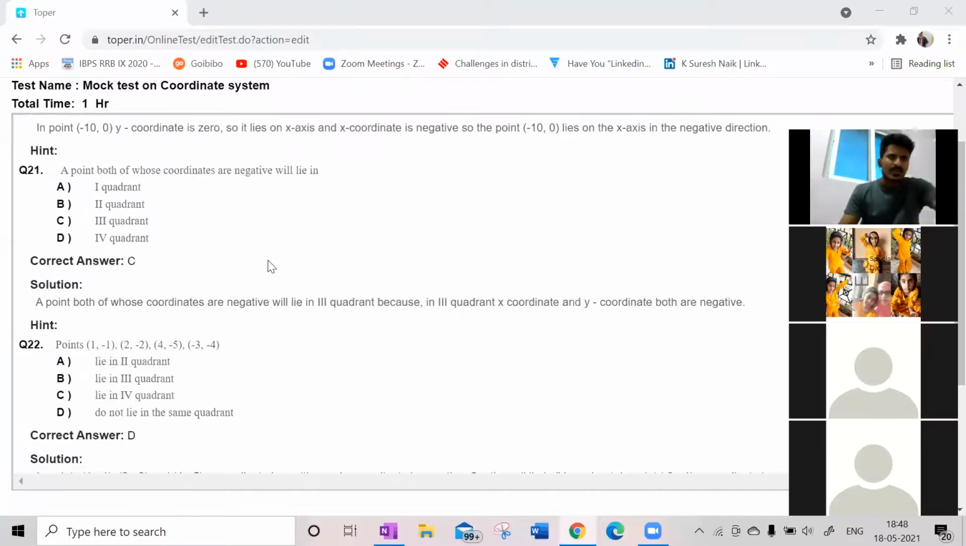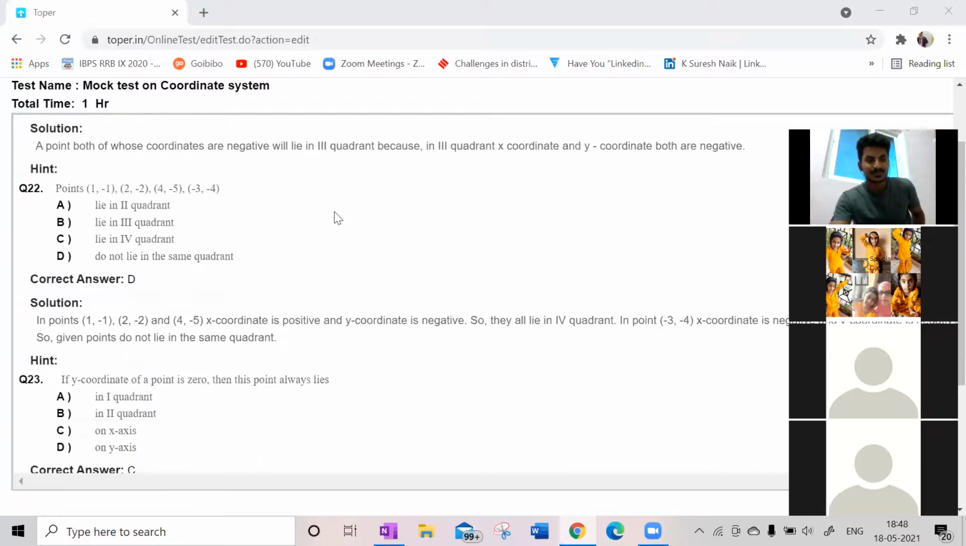Twenty-first question. The point both of whose coordinates are negative, very, very simple. Sir, do not lie in the same coordinate. He's asking minus 3, minus 4 will lie in the third quadrant. And a point both of whose coordinates are negative will be in the third quadrant.